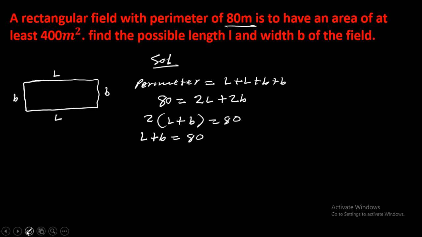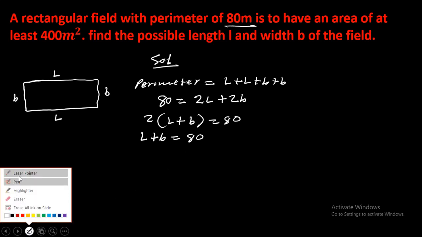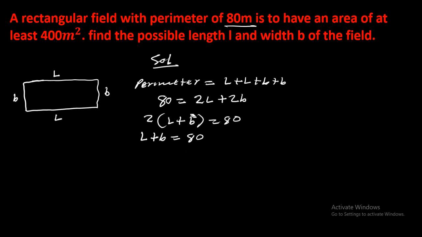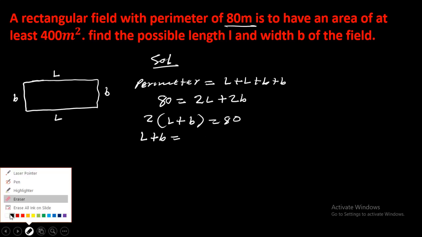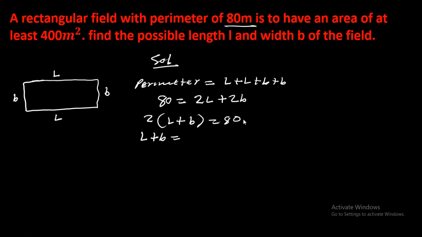By the way, sorry for that mistake here. It's not supposed to be 80. Instead, it's supposed to be 40, because when you divide 80 by 2, it's going to give you 40. So when you make B the subject of the formula, B is simply equal to 40 minus L.